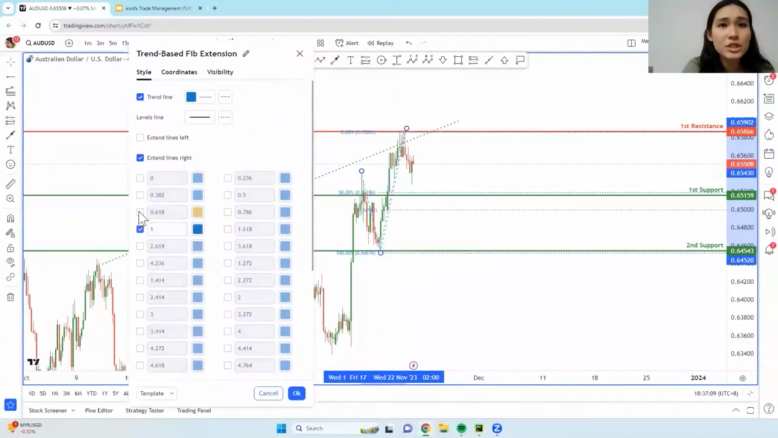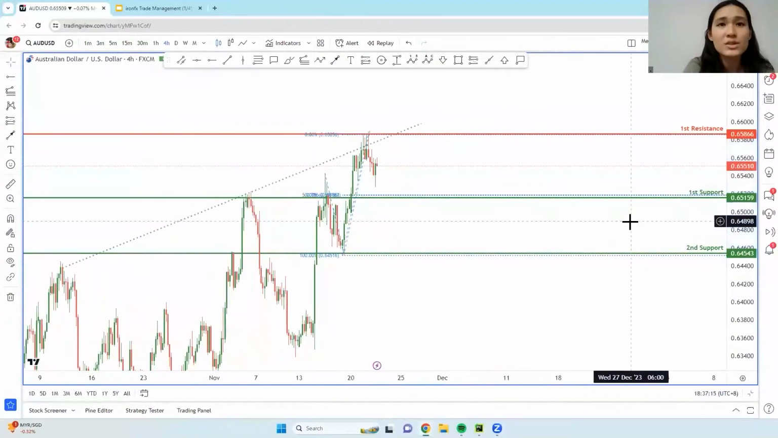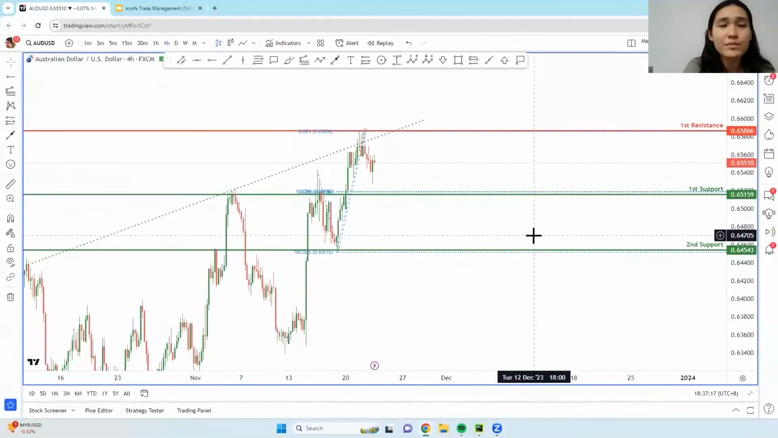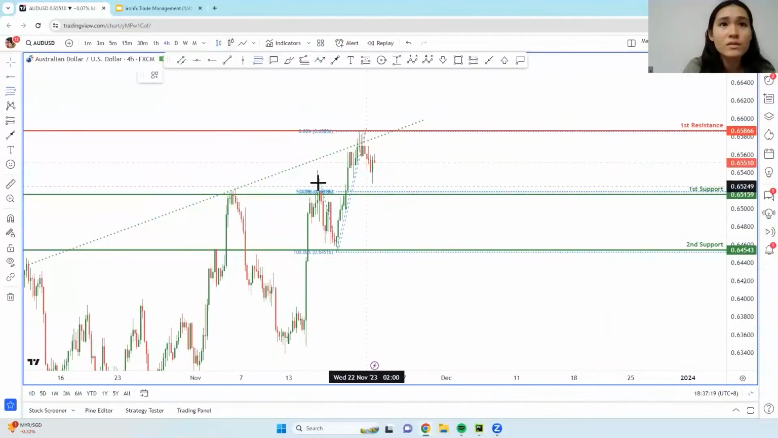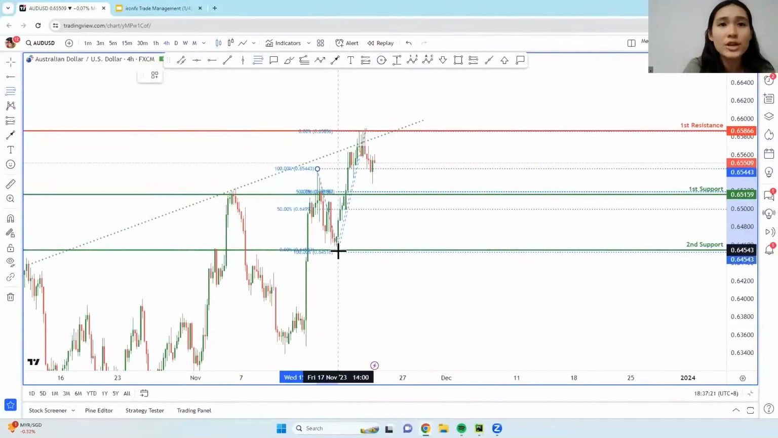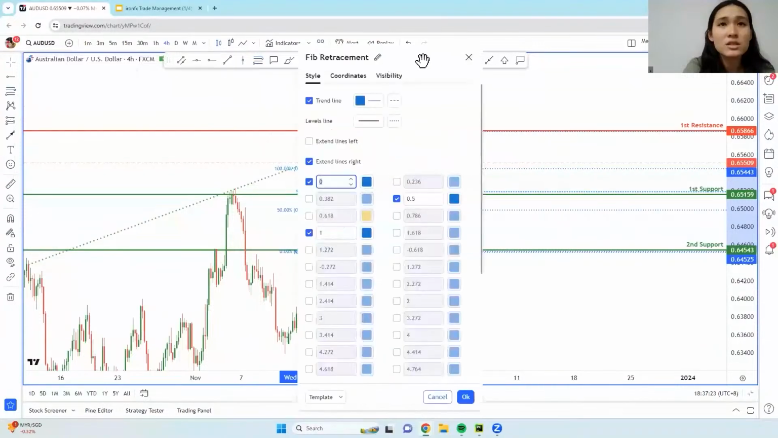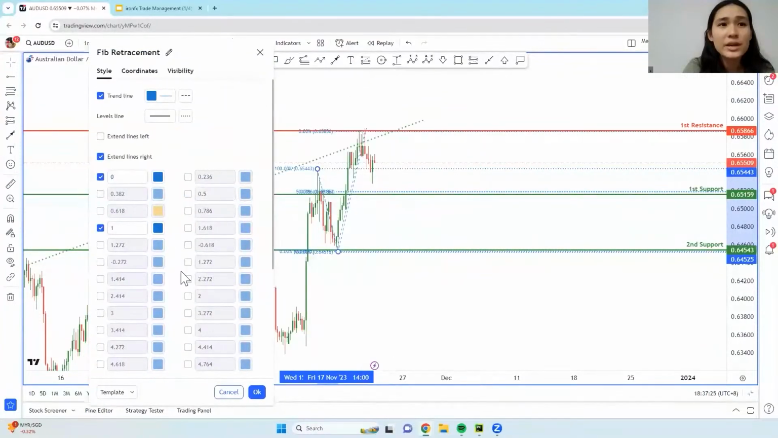Yeah, I'm looking for a projection here. And I can see my 78.6 lines up nicely with my first support. Okay, now I'm looking for an expansion. I think we will have an expansion here, or maybe not.